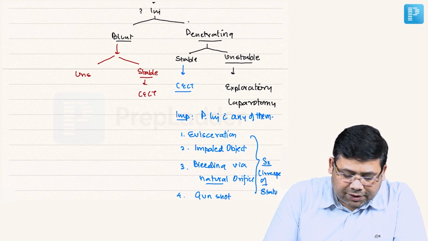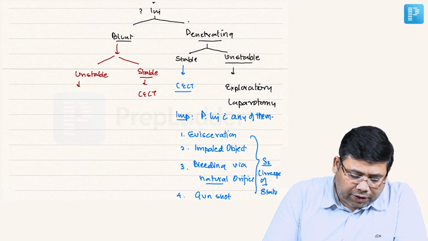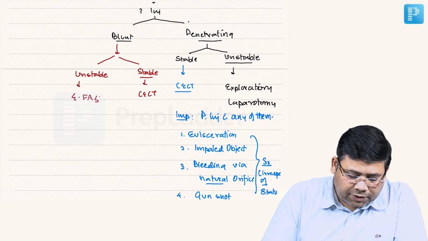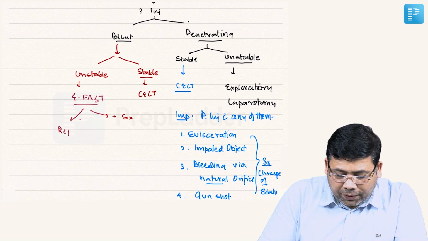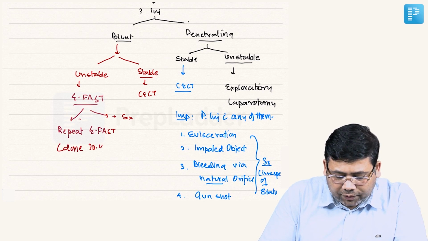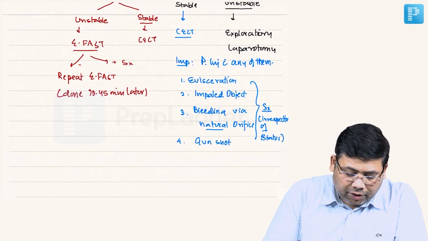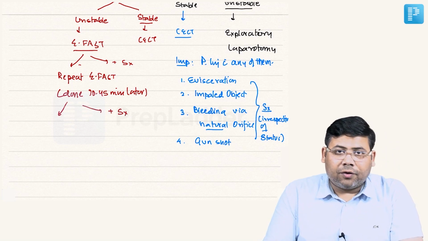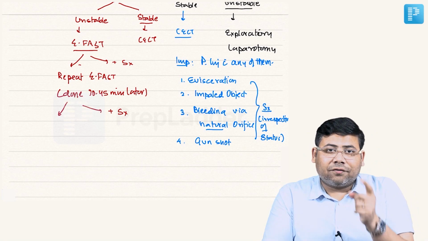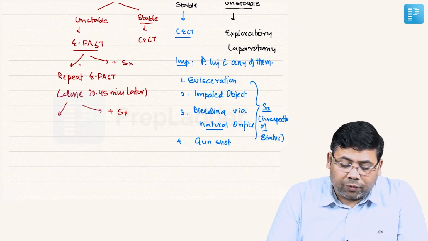If the patient is unstable, the next thing is you will go for EFAST. Remember, if EFAST is positive, you'll go for surgery. If EFAST is negative, you'll go for repeat EFAST, which is done 30 to 45 minutes later. If this time it is positive, you go for surgery. If EFAST after EFAST is negative, you are ruling out something from the retroperitoneal angle.